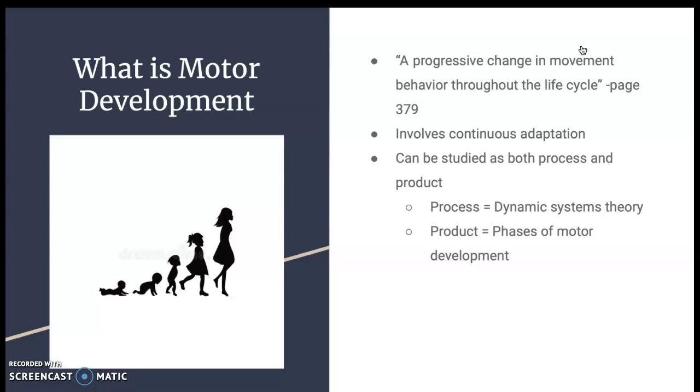The book talks a lot about how motor development can be studied as both a process and a product. When studied as a process, the focus is on things that influence motor performance and capabilities from when you're a newborn all the way through old age. And as a product, the focus is much more broad and looks at all the different phases and stages, which we will get into in a little bit.